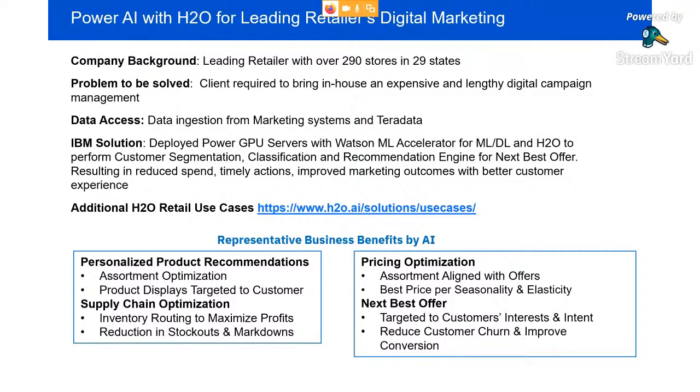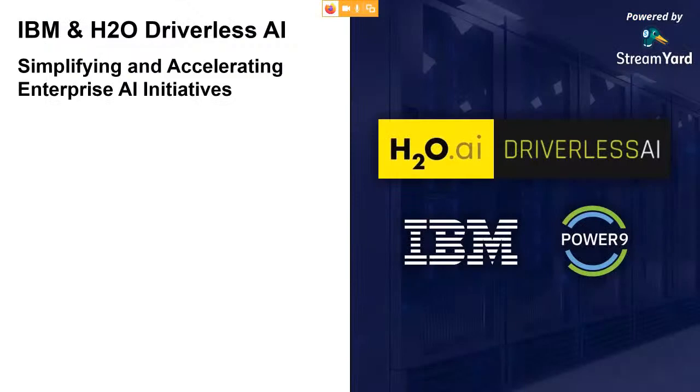Again, that requires a little bit more Python coding, and H2O Driverless AI. And these are the use cases they're addressing with both Watson Machine Learning Accelerator and H2O Driverless AI: personalized product recommendations, supply chain optimization, price optimization, next best offer. And you can see some of that. I provided a link there at H2O of more typical retail use cases.